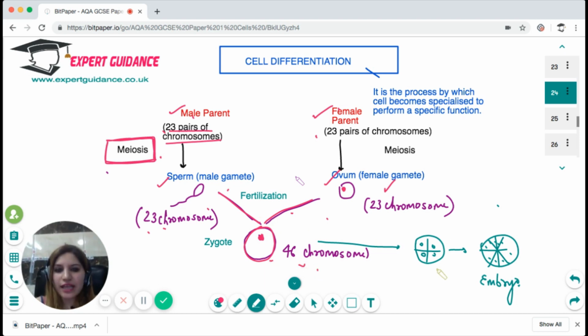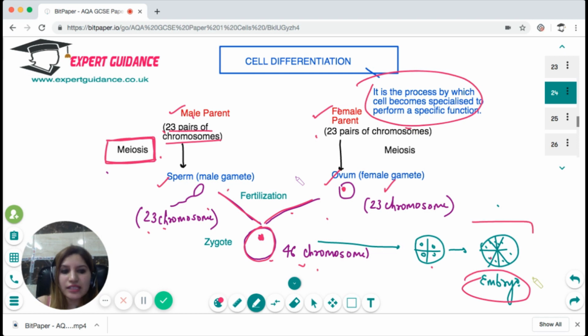So the number of 46, or 23 pairs, is restored. Now the zygote divides into 2, 4, 6, 8 and many cells and forms an embryo. At this stage, the entire cell mass is unspecialized. It has no function. We do not know which part of the cell mass will form the digestive system, or which part will form the circulatory system. After that, the process of cell differentiation begins. Now this embryo, whose cells have not yet specialized, are stem cells. So stem cells are the undifferentiated mass of cells which can differentiate into any cell type.